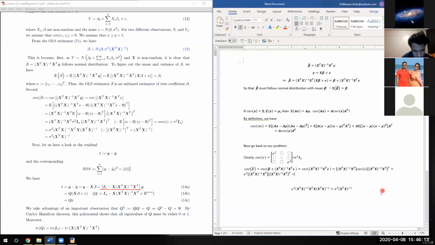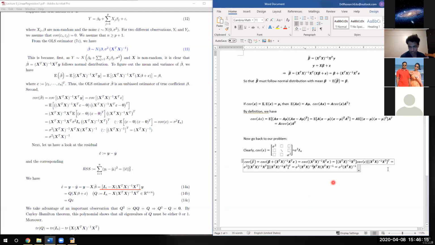Come on. Oh my goodness, why is the computer so slow? Now I think I can turn off the fan. Okay, so your QX beta equals what? No, I can't even copy and paste. That's really bad.